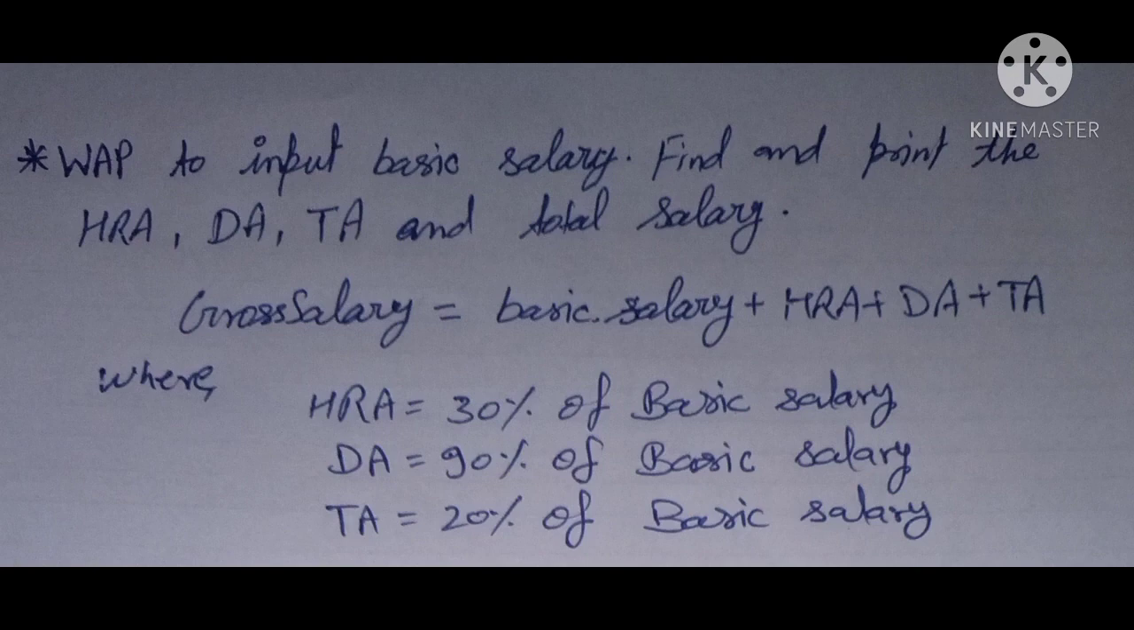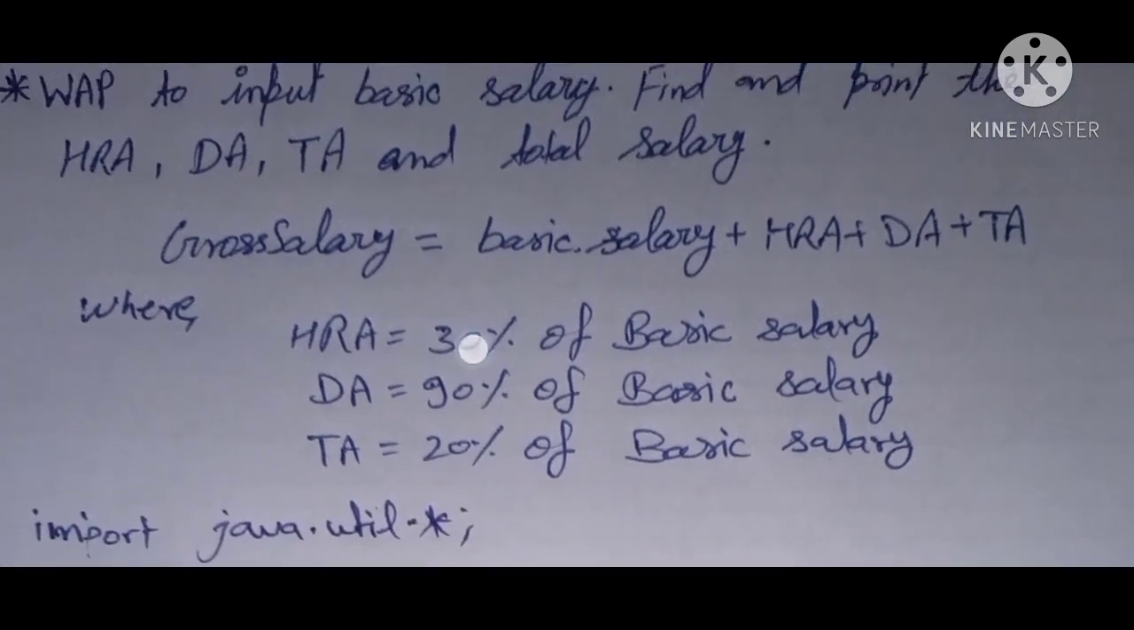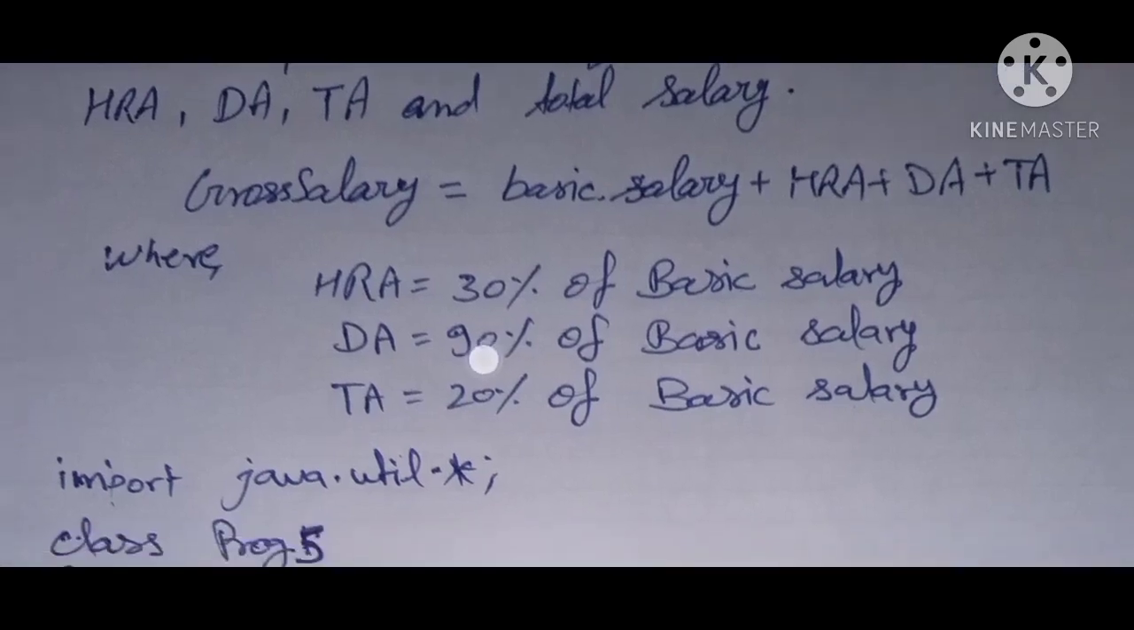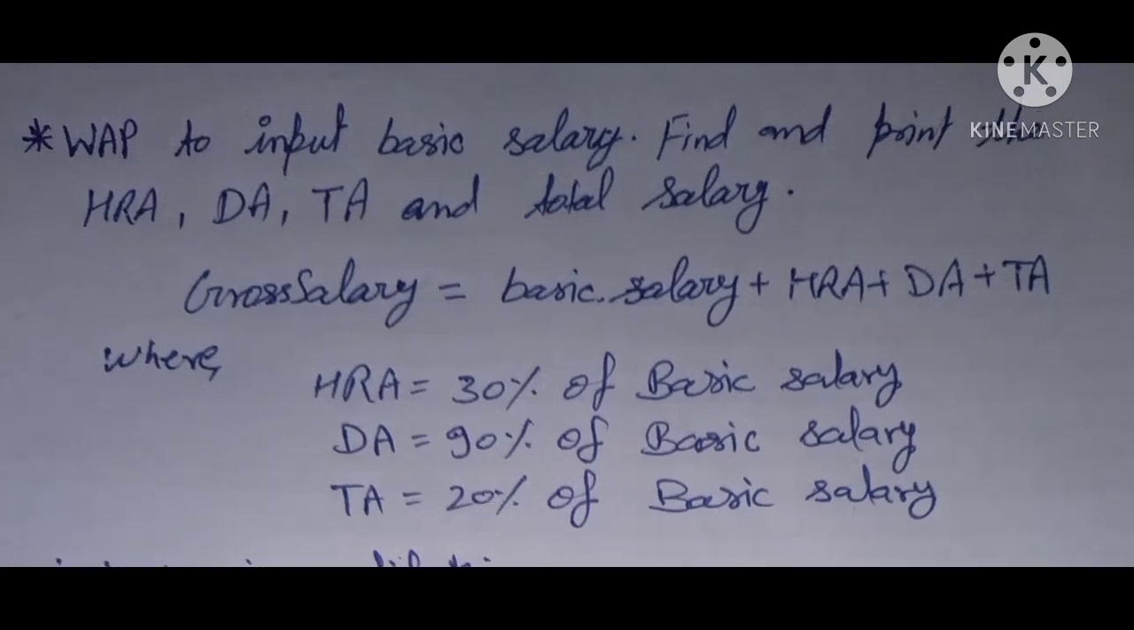Here you can see the logic, or I have written the formula. Gross salary or total salary is equal to basic salary plus HRA plus DA plus TA. Okay, this is the way by which we can get the total salary. And how can we calculate the HRA, DA and TA? This is written here. You can see HRA will be 30% of basic salary, DA will be 90% of basic salary, and TA is 20% of basic salary. Okay, this is the percentage given here.